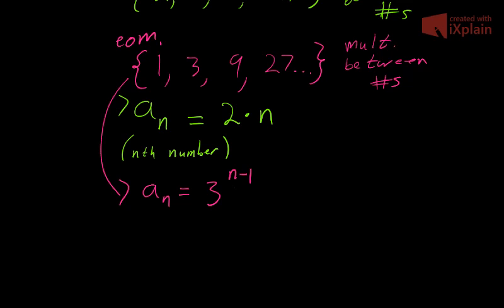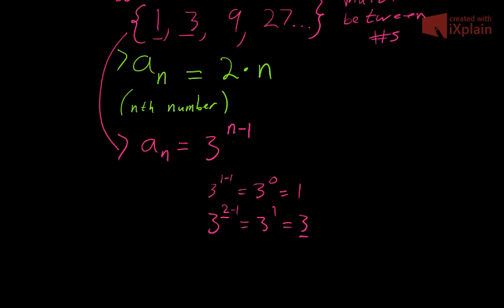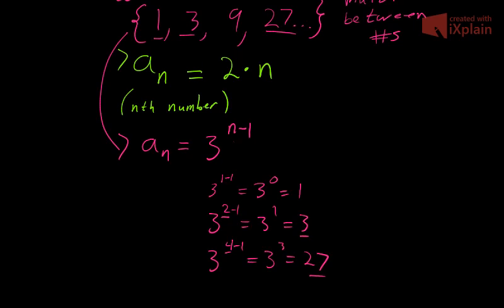We are going to try first plugging in a 1 here. If I plug in a 1, I have 3 to the power of 1 minus 1, which is 3 to the power of 0, which is 1. That means my first number should be a 1, which I have, which is great. 3 to the 2 minus 1 is going to be 3 to the 1, which is 3. So my second number would be 3, which I have. And just for fun, if I do 3 to the 4 minus 1, that would be 3 cubed, which is 27. So my fourth number should be 27, which I have up here as well.